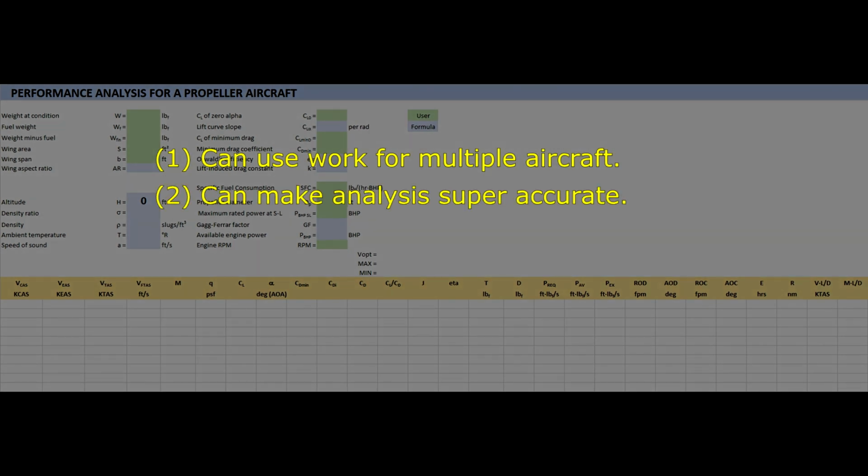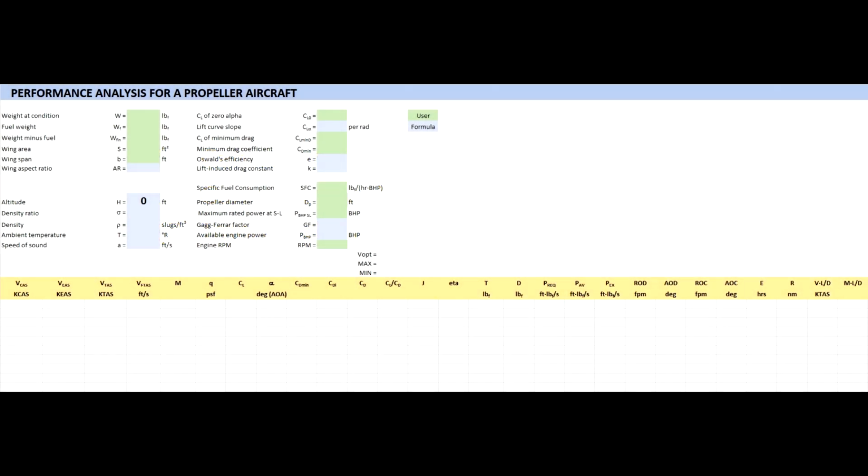Second, we can actually make the analysis super accurate. And third, we can plot any combinations of parameters, which gives us a great intuitive feel for what actually takes place over the entire speed range of the aircraft. In the interest of time, I am going to keep this simple, and I'm going to show you where and how the analysis may veer off course.